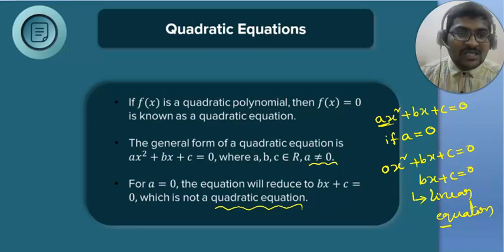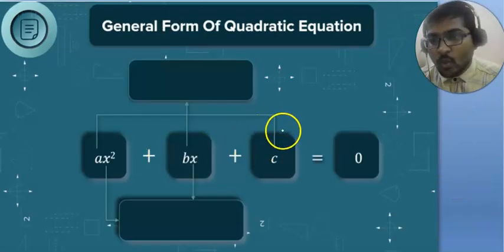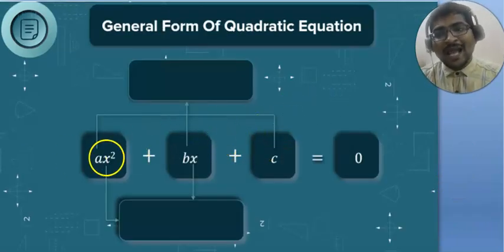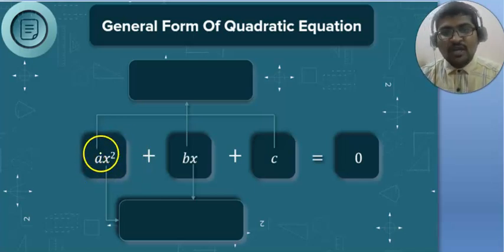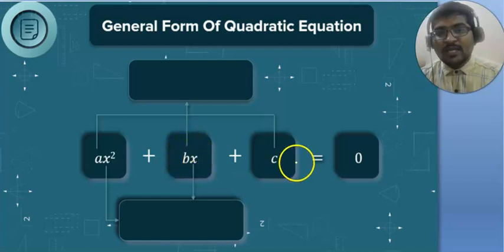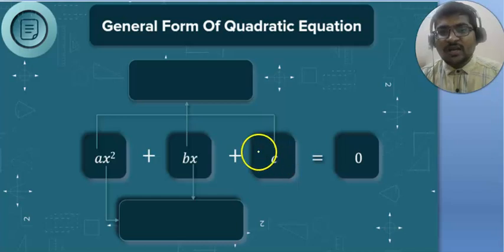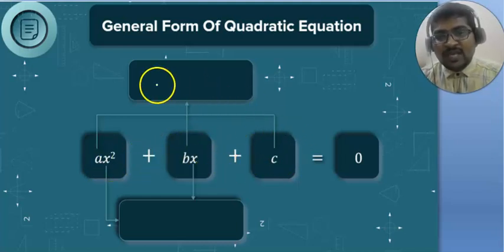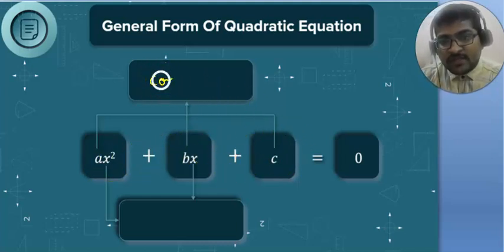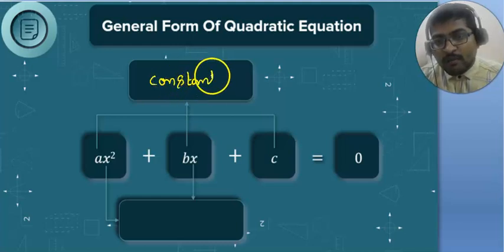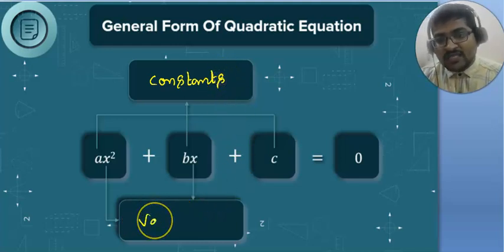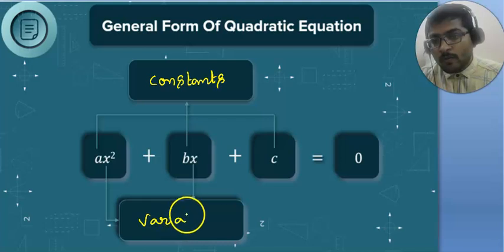So let us discuss some more information related to quadratic equations. All of you know the standard form of a quadratic equation: ax square plus bx plus c equal to 0. In this quadratic equation, a, b, and c are the constants and x is the variable.